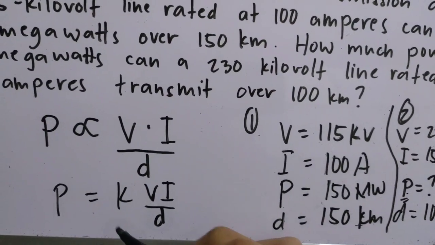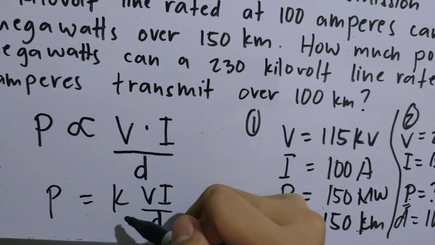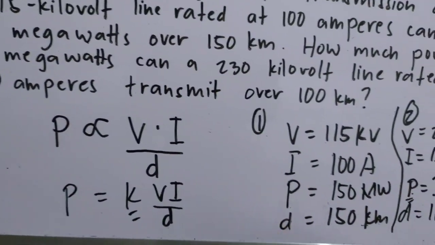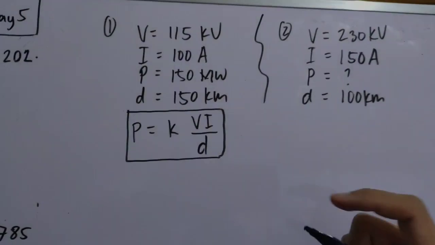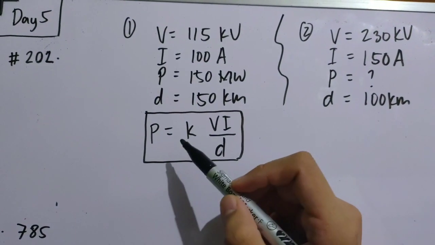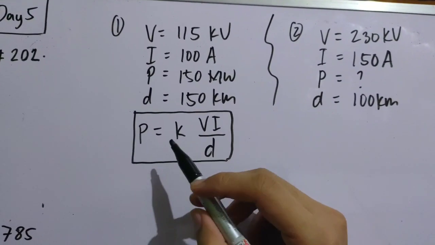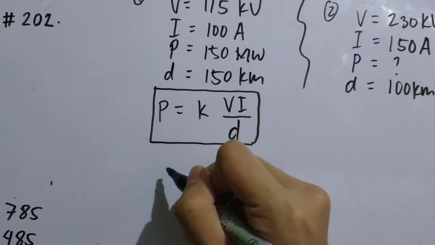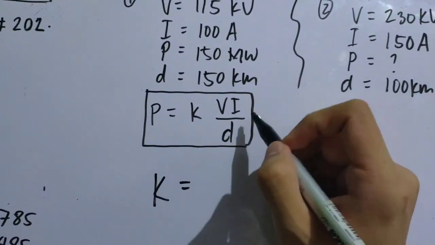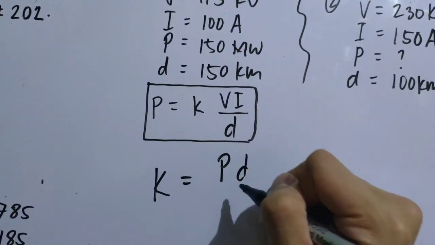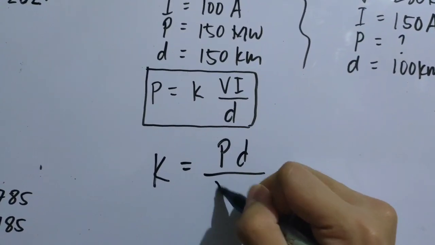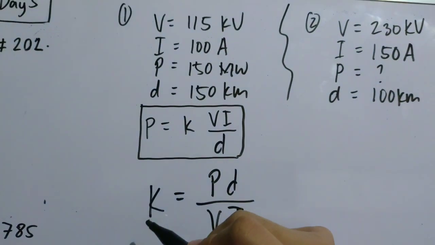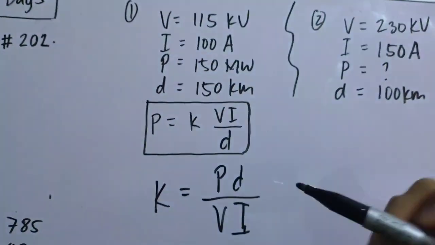So first, in our equation, let us solve the value of K using the first condition, because this is the complete one. Let us erase first so we have space. These are our givens and this is the equation we made. To use the equation, we must first solve the value of K, so we isolate K. K is equal to power times distance over VI.